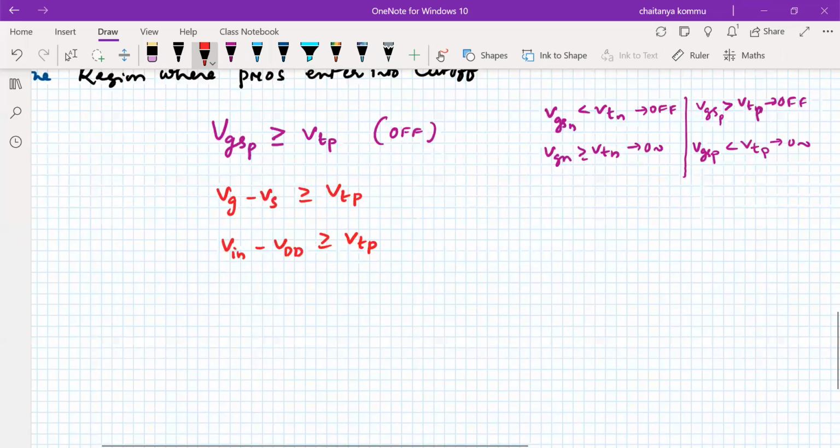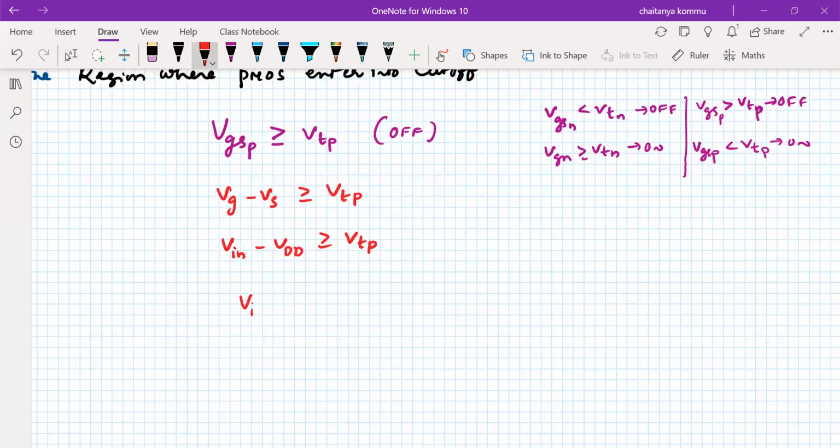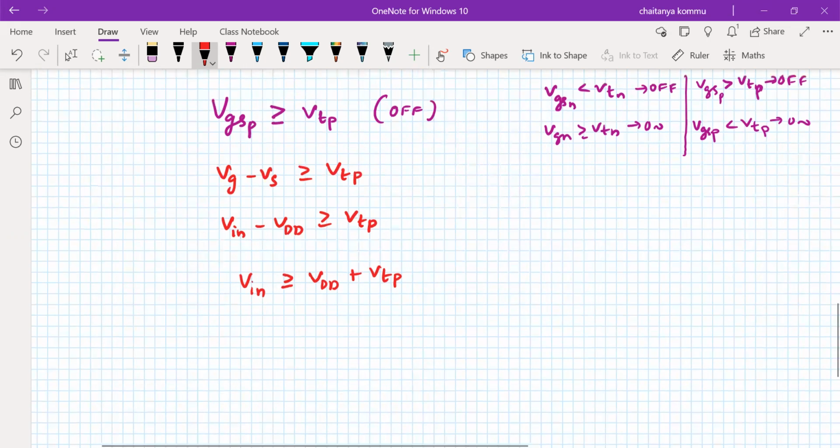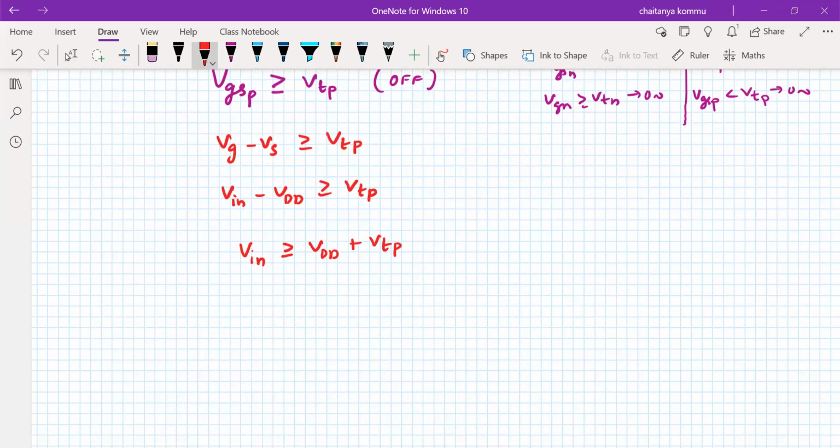Okay. Now the input voltage at which VIN is greater than or equal to VDD plus VTP. So this is the voltage at which the PMOS transistor will enter into the cutoff region. Okay. So can we take the typical values of this one? What exactly is the meaning of this one?